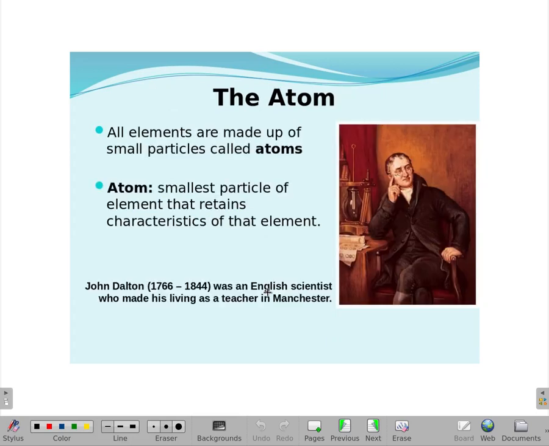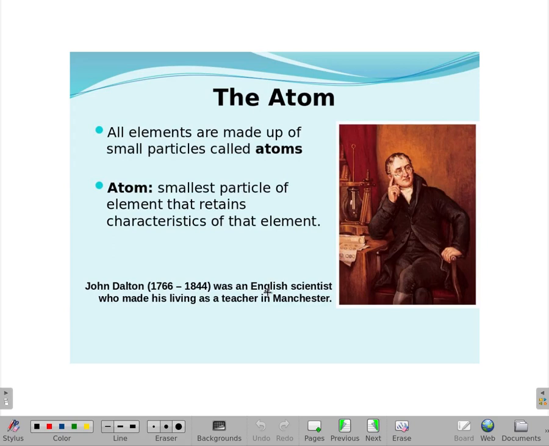the 1800s that an idea of what the atom actually is was described, and it was described by this guy here on the right, John Dalton. He actually said the elements are made up of very small particles called atoms, and he did use that term because that's what the Greek philosopher called it. He said the atom was the smallest particle of an element that retains the characteristics of that element.